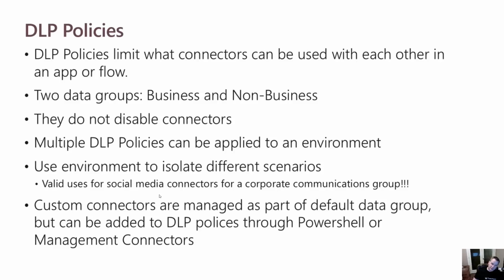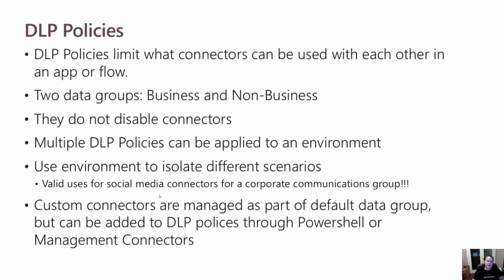So I bet you didn't know this, but you can actually create a DLP policy where you put a single connector in. And what that means is only that connector can talk to itself. Bet you didn't know that. So for example, you could create a DLP policy and only put Twitter in, say, the business data group. What that'll mean is only Twitter can talk to itself. So you could not take SharePoint and have it talk to Twitter. It'll only talk to itself.